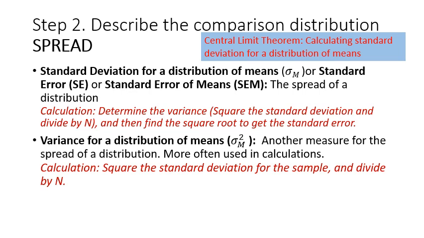The variance for the distribution of means is, again, the same relationship. The variance for the distribution of means is the square of the standard error. The standard error is the square root of the variance for the distribution of means. So all we do to get the variance for a distribution of means, if we know the standard deviation for the sample, is we just square it and divide by n, and then we have the variance for the distribution of means.